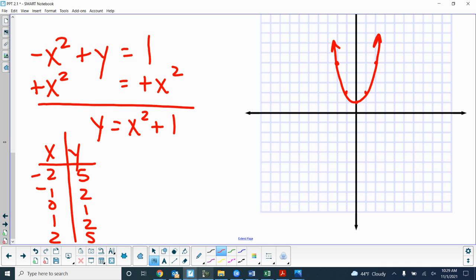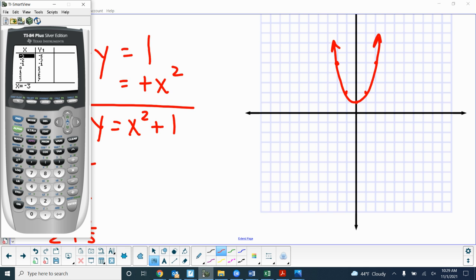Remember how to do parabolas. Again, get y by itself, you can use your calculator. All right, if we go to our table, second graph, there's the points that I used for my table. All right?